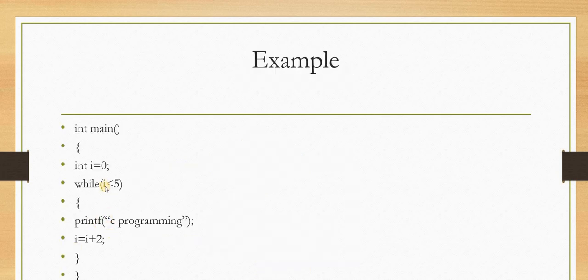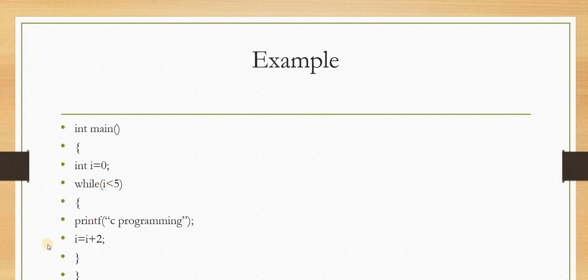You see the example here. We are using a variable i. It has an initial value 0. The condition is that i should be less than 5. We check whether i is less than 5. Yes, now the value of i is 0, so it is less than 5. So it prints C programming, and then i is incremented. What will happen? The i value changed from 0 to 2.